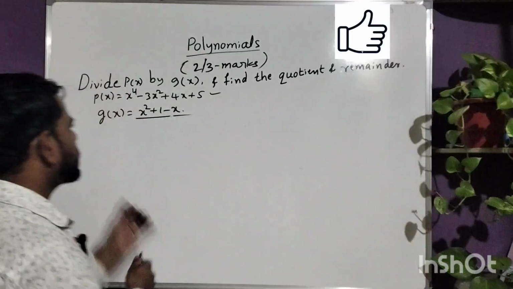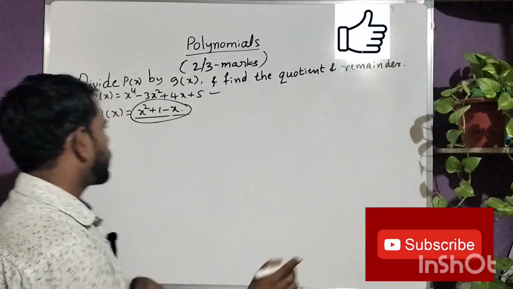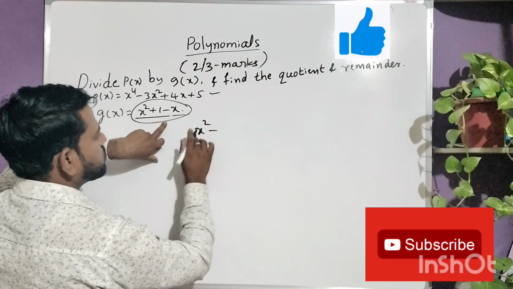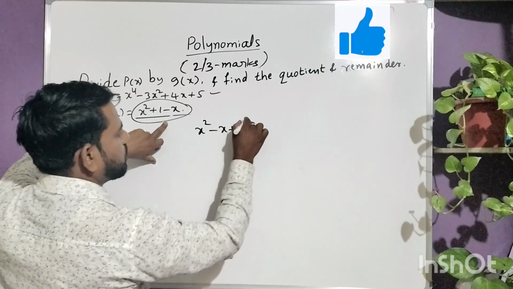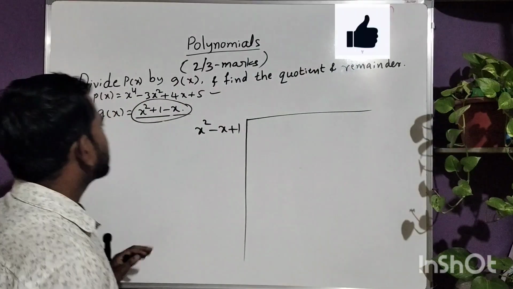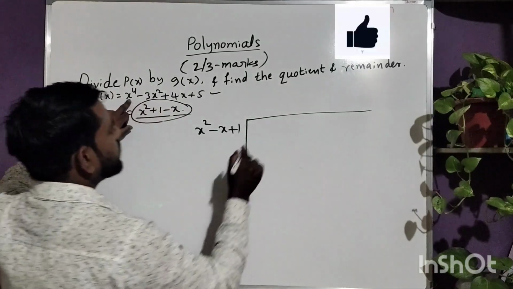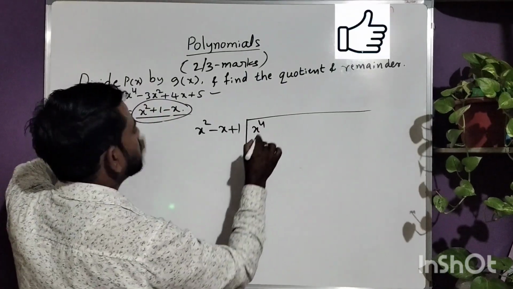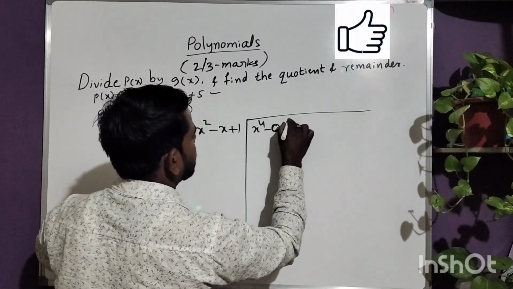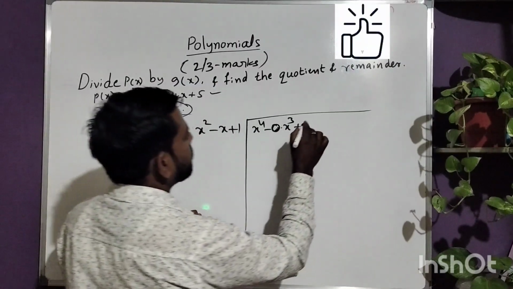Here in the question, first we check whether both the polynomials are in standard form or not. If they are not in standard form, first we rearrange them. The g of x is not in standard form, so it is x square minus x plus 1. Standard form means we arrange the terms according to their power, in ascending or descending order. Here we arrange in descending order. In p of x, x raised to 4 minus, there is no x cube term, so we take it as 0x cube. It helps make our calculation very easy.